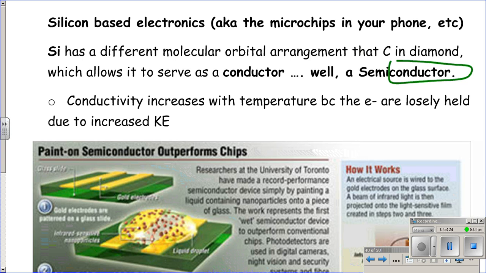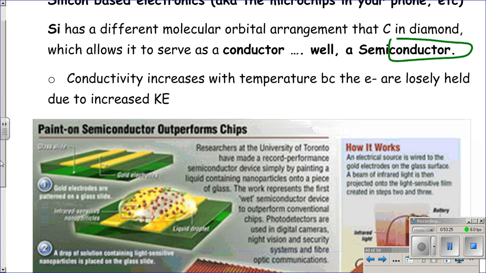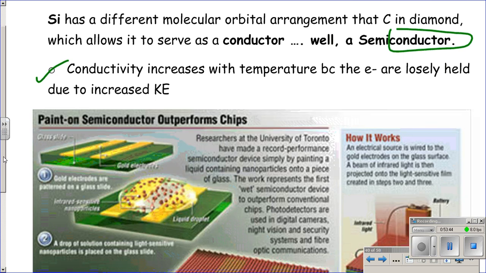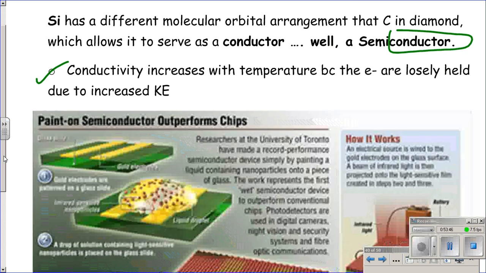I don't think there's anything else here. Increasing the temperature increases the conductivity because the electrons are a little more mobile. They have more kinetic energy and they're bouncing around like crazy, right? So more kinetic energy increases the mobility of electrons. That's the only other thing. And then I have these lovely blurry pictures for you, but you can paint on semiconducting paint, which is really cool.